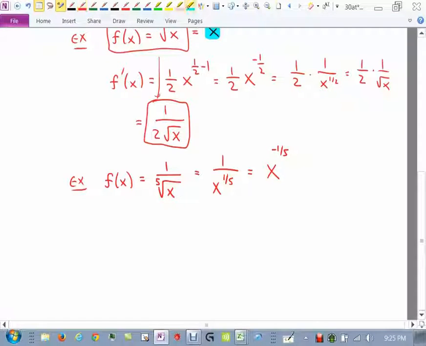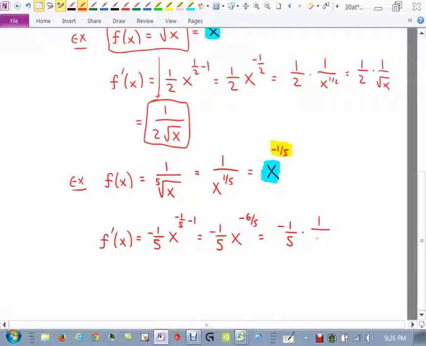So the derivative should be, that number should be dropped out front, negative 1/5, x to the negative 1/5 minus 1. So this is negative 1/5, and then when you subtract 1 from negative 1/5, you get negative 6/5. And then, again, dropping that down, negative 1/5 times 1 over x to the 6/5, which is negative 1 over 5 x to the 6/5. And that will work.